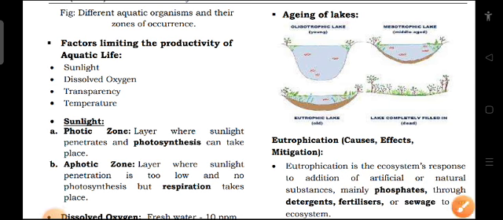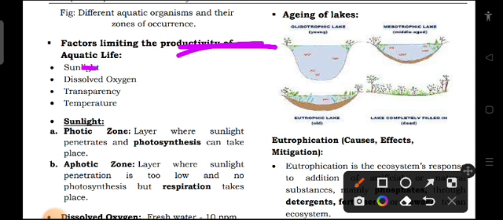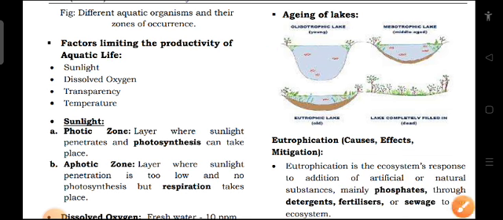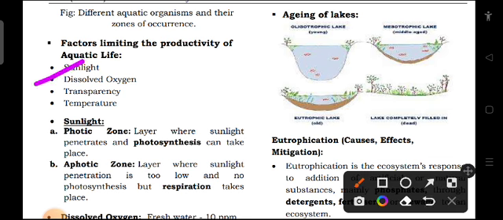Now the next topic is about the factors limiting the productivity of aquatic life. So what are the factors which are limiting their productivity? For example, sunlight. Sunlight is not reachable in the deeper areas of water. So plants seeking sunlight cannot grow well there. Then dissolved oxygen is important for many organisms. Then transparency in water. If water is affected by an oil spill or something, then it will affect the organisms. Then temperature also plays an important role. These are some of the factors limiting their productivity.